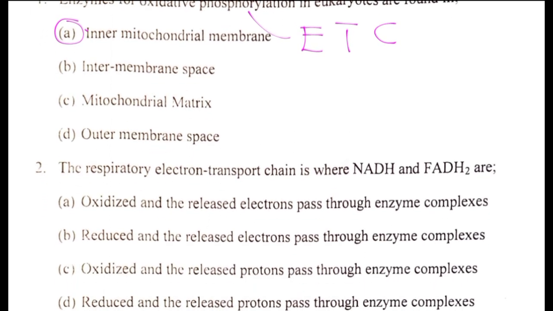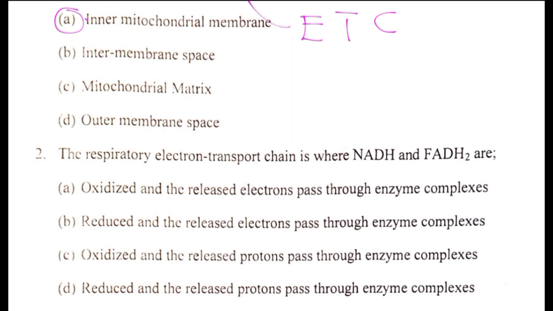Now we go to the second question. The respiratory electron transport chain is where NADH and FADH2 are. So we know that NADH and FADH2 are electron carriers. So they carry electrons to where? To electron transport chain. They are getting electrons from TCA cycle and glycolysis, taking them to electron transport chain, where they give those electrons.